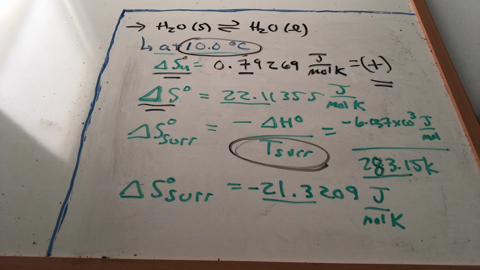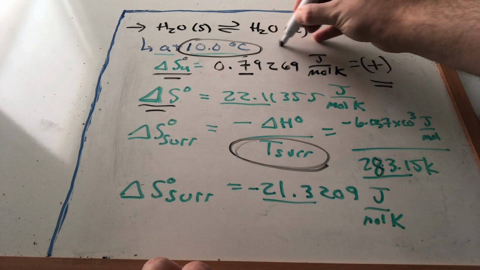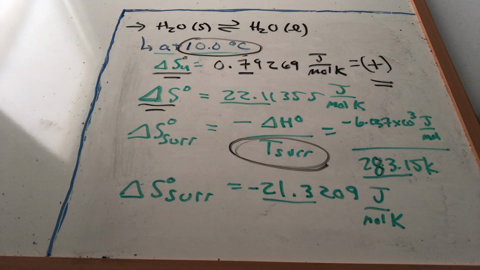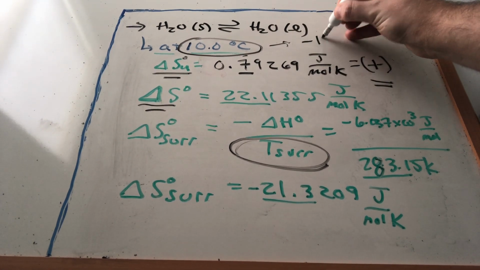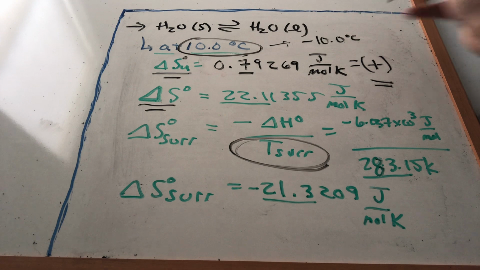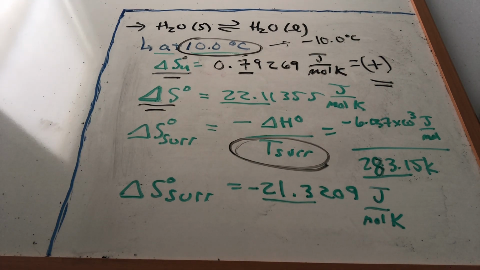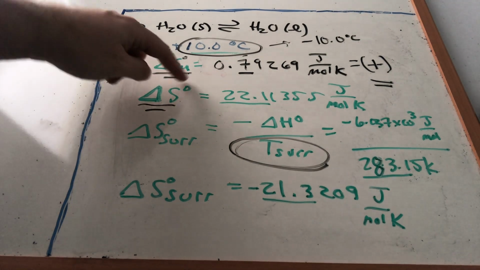I'm going to just give you the values. I want you to kind of do this yourself. Do this exact same analysis, and I'll walk you through it a bit right now, but I want you to fill in the gaps mathematically. It's good practice. Do this exact same analysis at minus 10 degrees Celsius. Ask yourself, does delta S naught change?